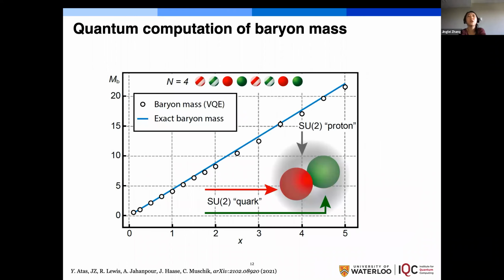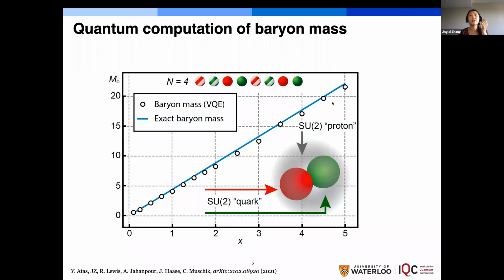Okay, so this is the quantum computation of the baryon mass for n equals 4. So in order to calculate this, we had to calculate the ground state in the B equal 0 sector, so the vacuum, and then the ground state in the B equal 1 sector, take the difference, and we obtain the mass. And you can see here that the dots, the markers here, are the VQE computation, and the blue line is just the exact diagonalization results, for a value of m tilde equal to 1 for a variety of values of x.